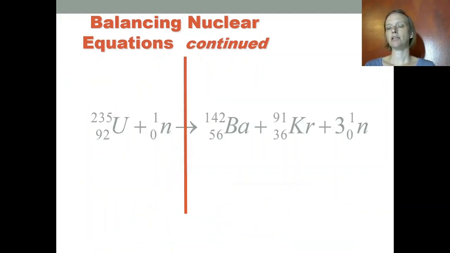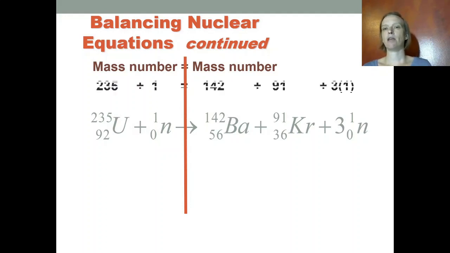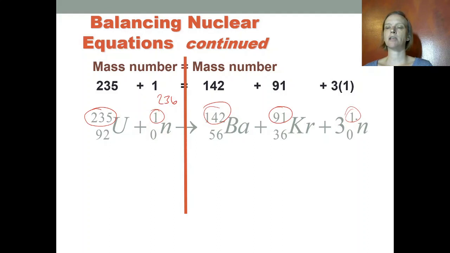So let's look and see why this is a balanced equation. The mass numbers on the left of the arrow have to equal the mass numbers on the right of the arrow. And on the left, we've got a mass of 235 plus a mass of 1. So altogether, that's a mass of 236. On the right side of the equation, we have 142 plus 91 plus 3 of these neutrons that each have a mass of 1, so 3 times 1. If you add those together, you also get 236. So our mass numbers in this equation balance.